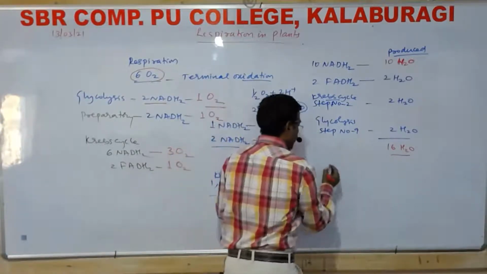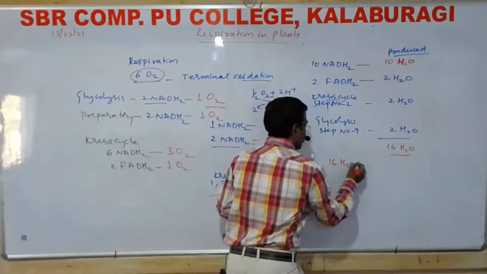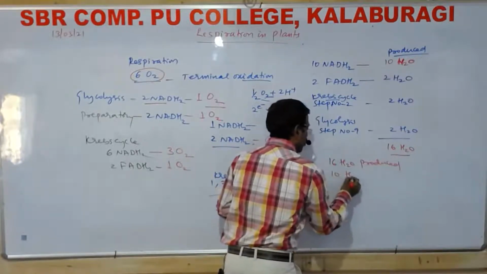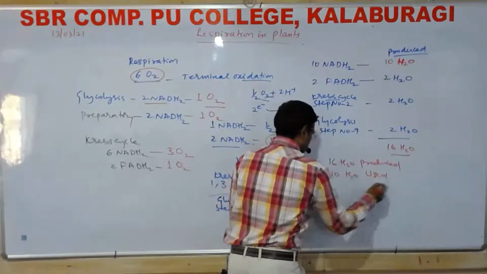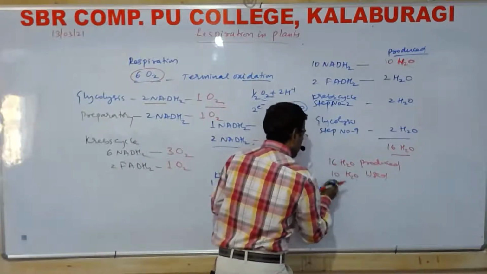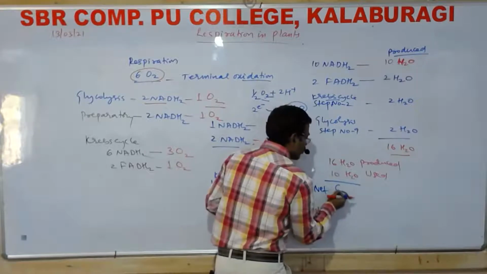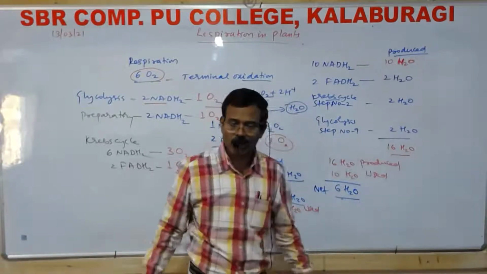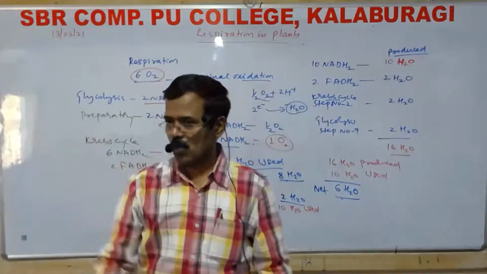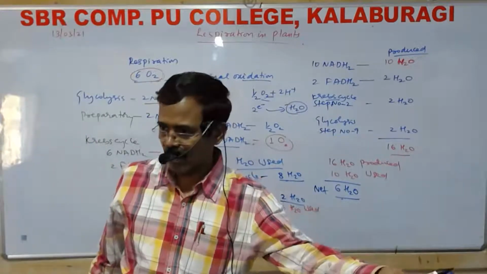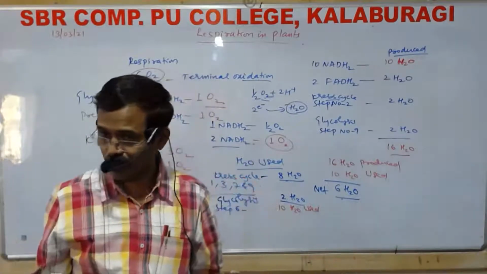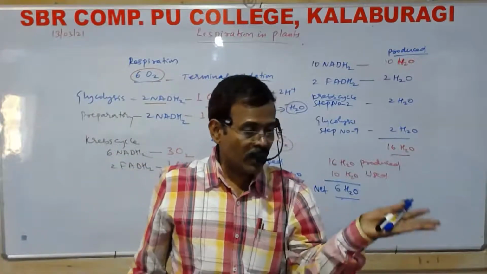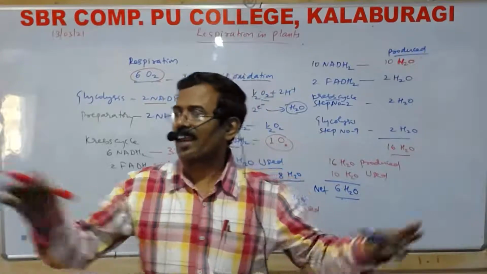How many produced? 16 water molecules produced and 10 water molecules used. Okay, so net how many water molecules here? 6 water molecules. So that's why on the product side you have 6 H2O along with 6 carbon dioxide. So where water is produced, where water is used, where oxygen is used, where carbon dioxide is produced, all the calculations are over.